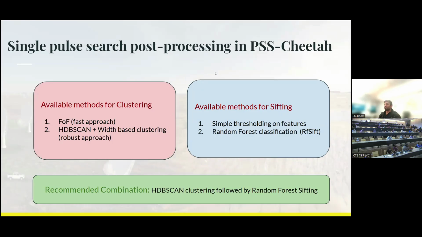In the PSS Cheetah, we have implemented a few algorithms for the post-processing step here. For the clustering, we have friends of friends, which is a faster approach, and then we also have the SDB scan followed by the additional step of clustering, and this is the more robust approach. And then for shifting, we have simple thresholding and the random forest classification. And for the best results, I will recommend SDB scan followed by the random forest shifting method.